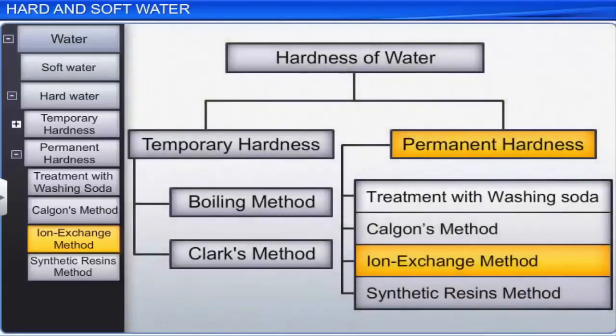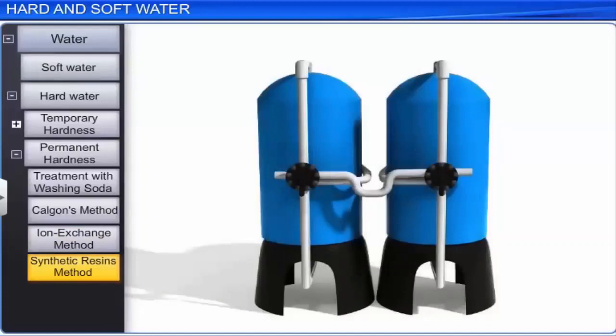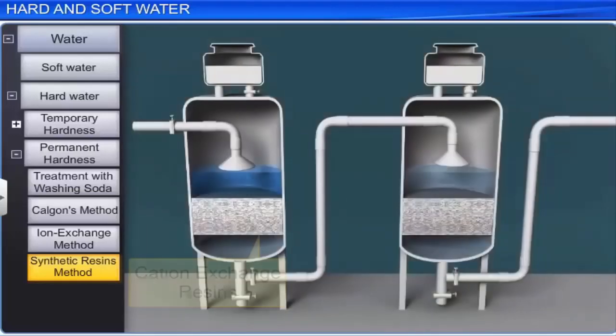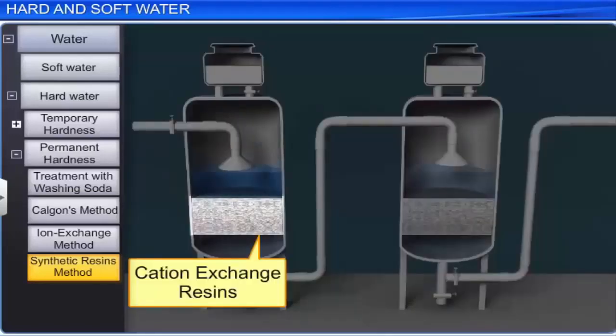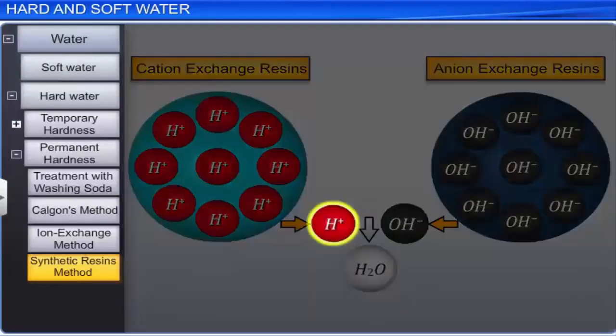The fourth method of removing permanent hardness is the synthetic resins method. In this method, synthetic cation exchangers are used. This method is more efficient than the zeolite method. Cation exchange resins contain larger organic molecules with groups such as SO3H or COOH that are water insoluble. They exchange their H+ ions with the cations in hard water.